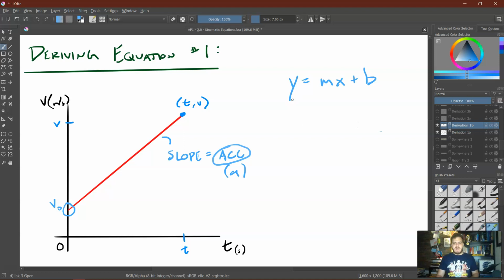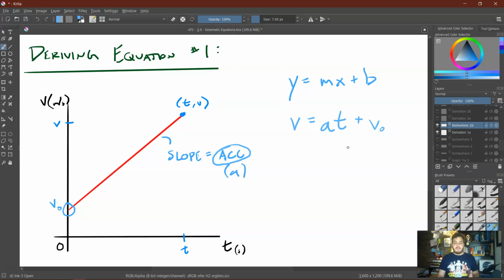So let's just write out the equation for this line, y equals mx plus b, with the appropriate variables. Instead of y, I'm going to have v for velocity. Instead of m, I'm going to have a for acceleration for the slope. Instead of x, I will have the variable t, and instead of y-intercept b, we're going to have v naught.